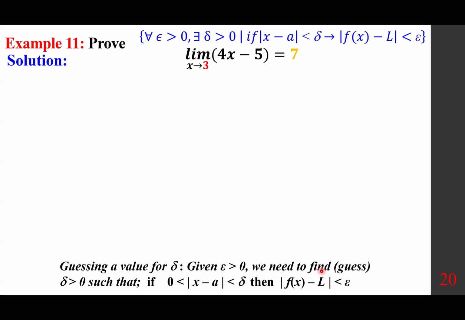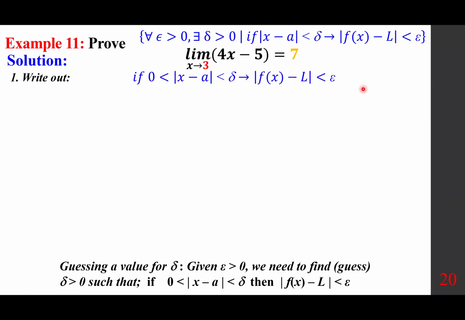So what is the methodology to prove that? We start from here. And again, I'm going to read this for you. Whatever epsilon larger than 0, there exists delta larger than 0 such that if the absolute value of x minus a is less than delta, then the absolute value of f of x minus L is less than epsilon. So we start with the second part.